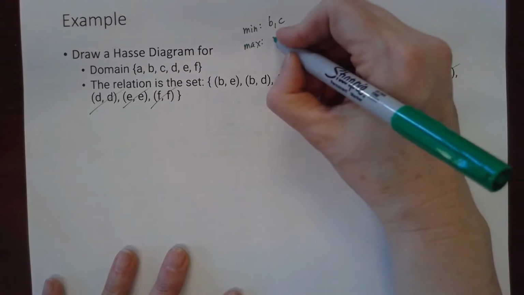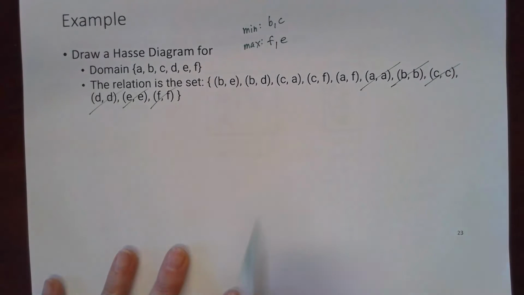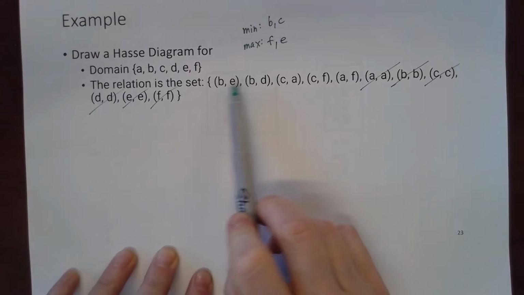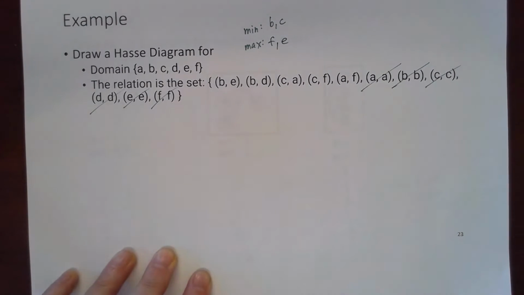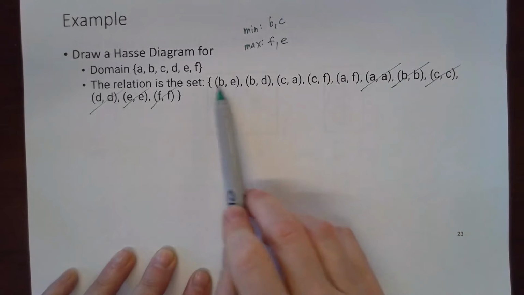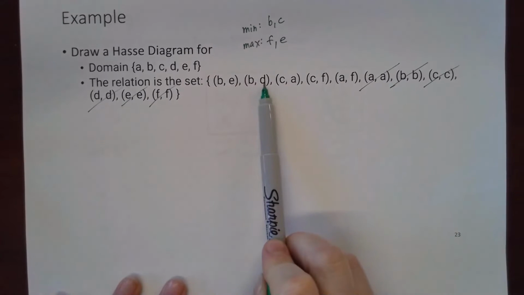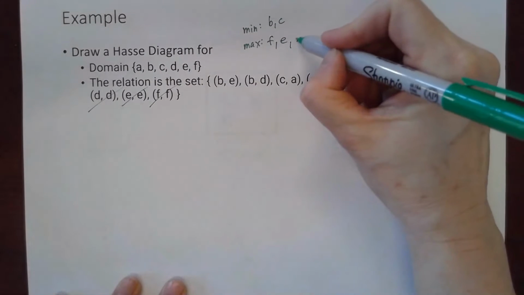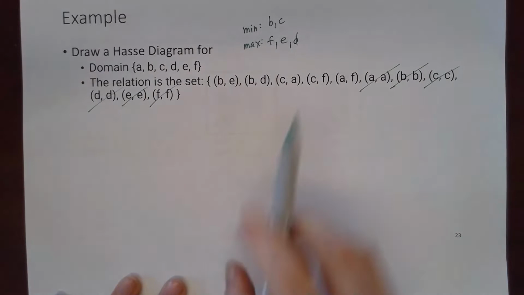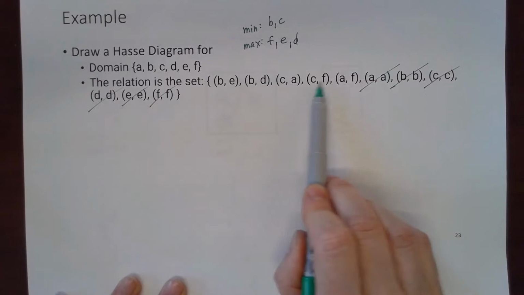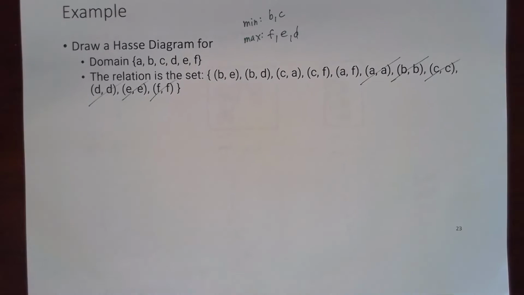F and E. Okay, yeah, so E here never appears in the first position. F here appears in the second, but never appears in the first. And D only appears in the second position as well, and never in the first. So D never appears there. Okay, so that should be helpful in getting us started.